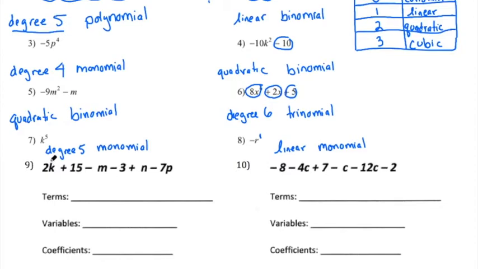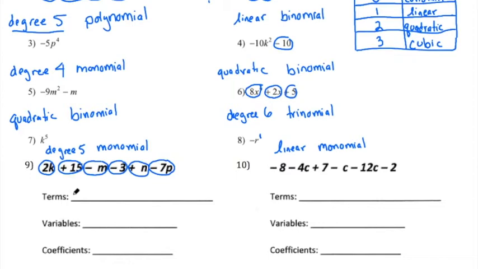There's a lot of them. 2k is a term. Then we have an addition or subtraction, so this is a term. I'm circling the sign in front every time. Negative m is a term. Negative 3 is a term. Positive n is a term. Minus 7p is a term.